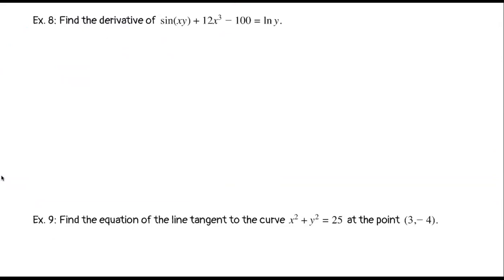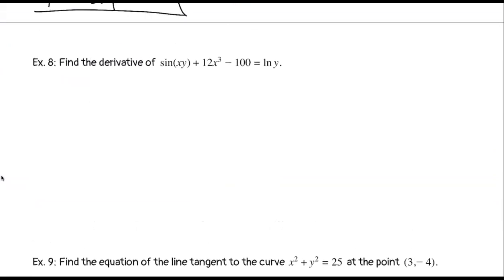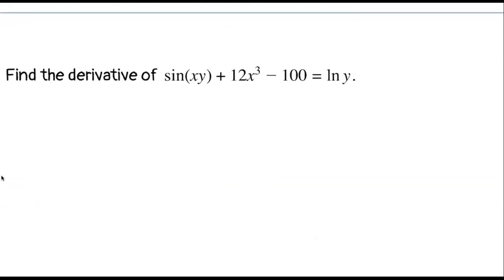All right, so we have the derivative of sine xy plus 12y x cubed minus 100 equals the natural log of y, okay? So let's parse this out. Let's talk about rules. We have this chunk with the sine xy. We have our 12, let's put this one up here, 12x cubed. We've got our minus 100, and then we've got our natural log of y, okay?